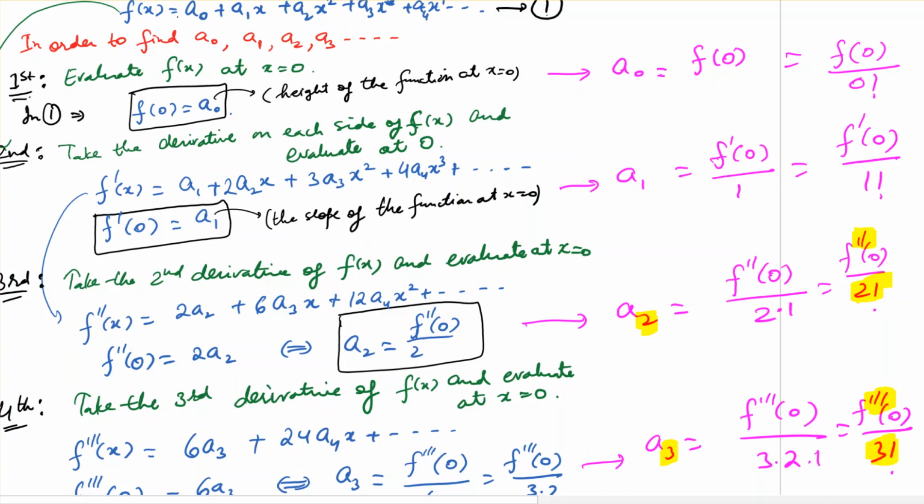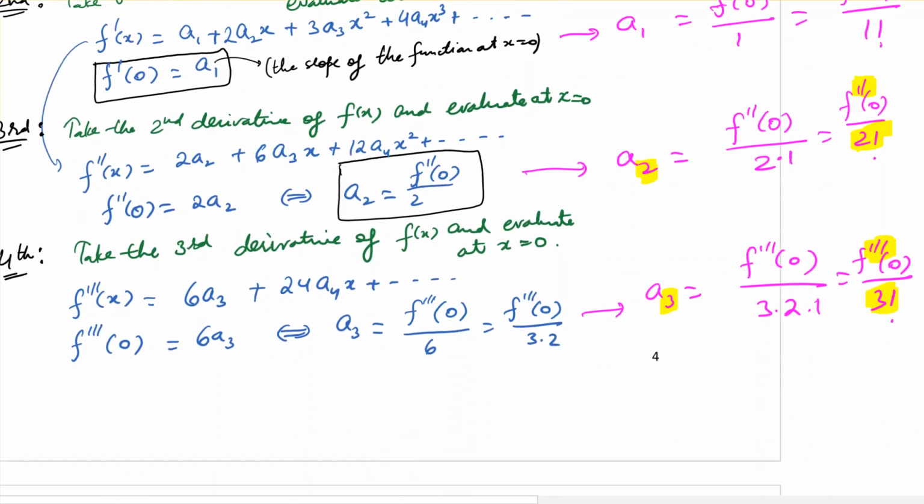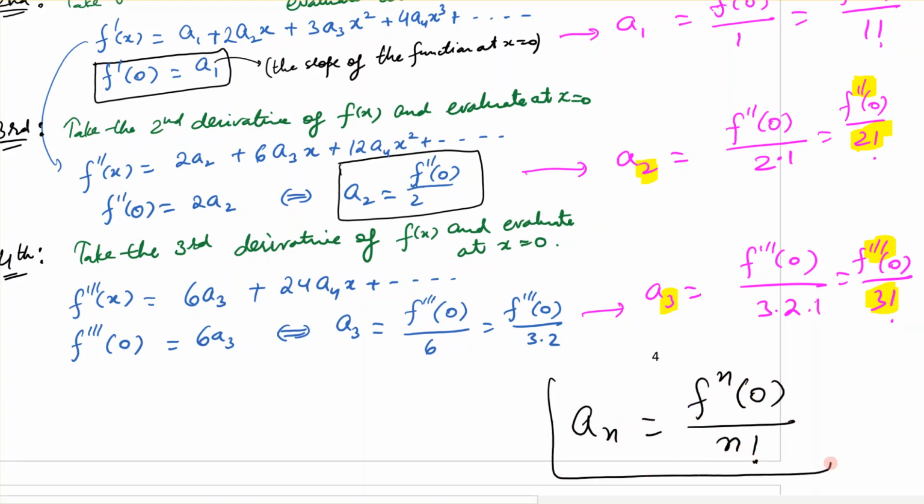So if we have a n, so a n would be the nth derivative, its value at 0 over n factorial. So this is how we calculate all the coefficients of our Maclaurin series.